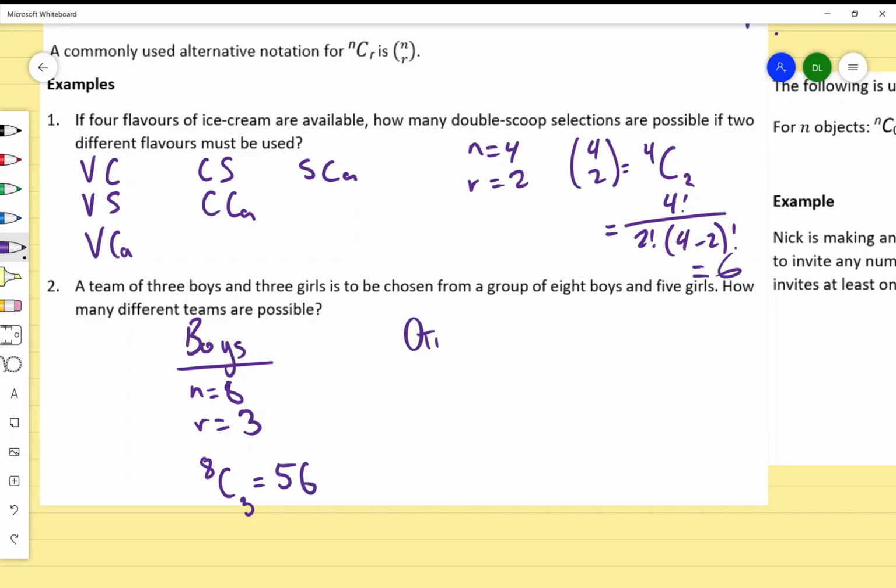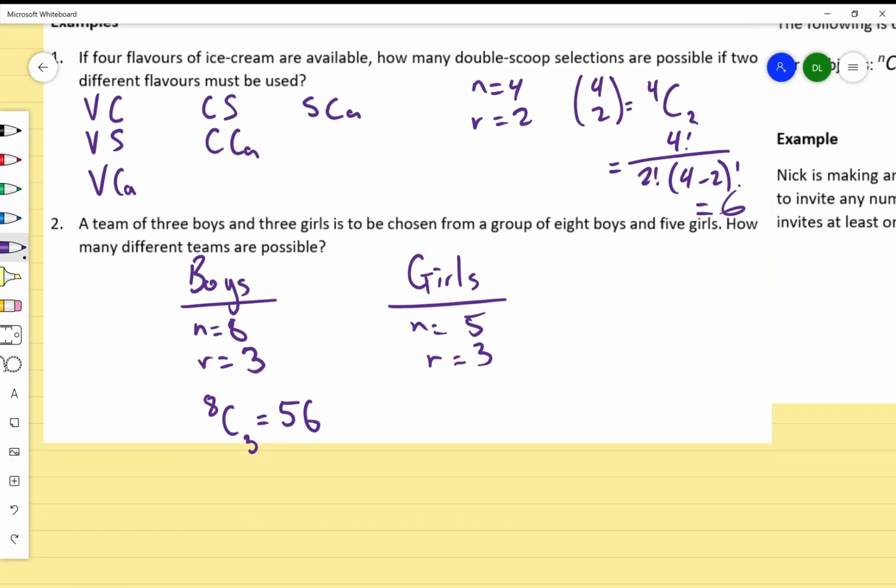For girls, the same principle applies. I'm going to go ahead and try to find the counting method. So n equals 5, because there are 5 girls to choose from, and there are 3 girls that we are choosing, and so therefore n equals 5, r equals 3. Apply the same formula, except instead of 8, we're writing 5C3, which gives us a value of 10.